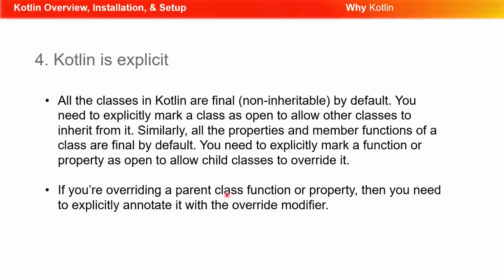Also, classes in Kotlin are all final by default. You need to mark a class as open to allow other classes to inherit from it. Similarly, all the properties and member functions are also final. So you need to mark a function, which is the equivalent of a method in Java, or a property, as open to allow child classes to override it. A subclass can inherit and override a method, but you have to explicitly mark it as open.